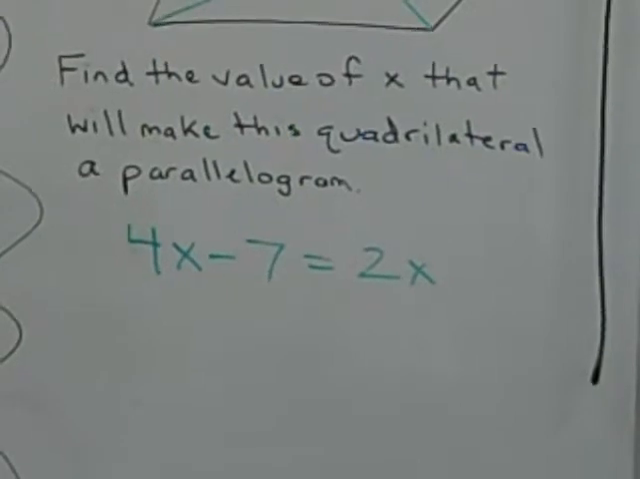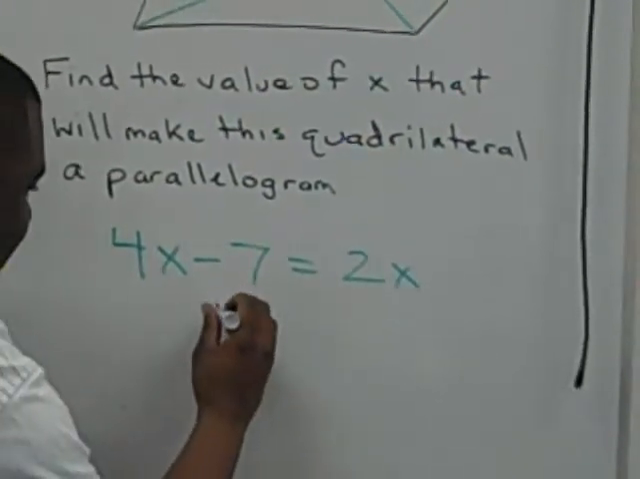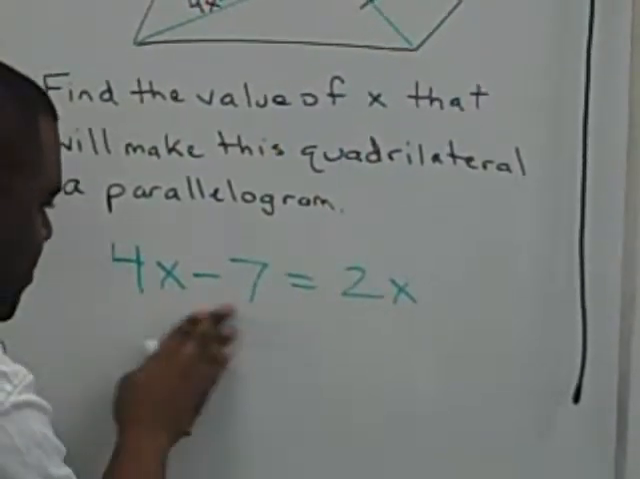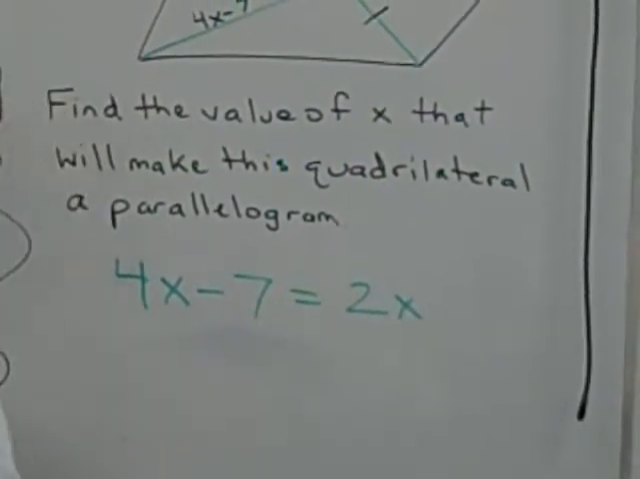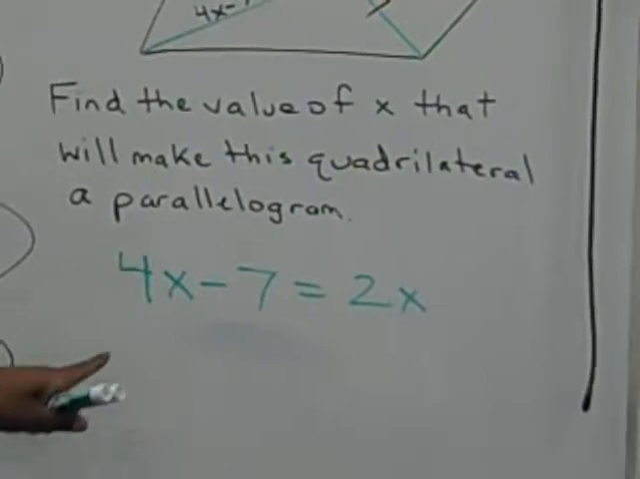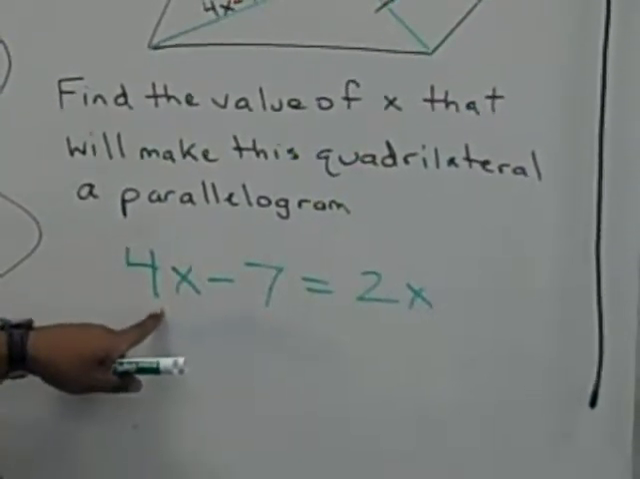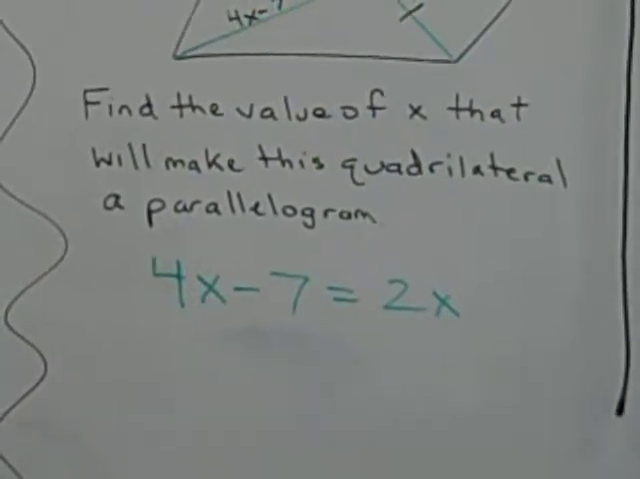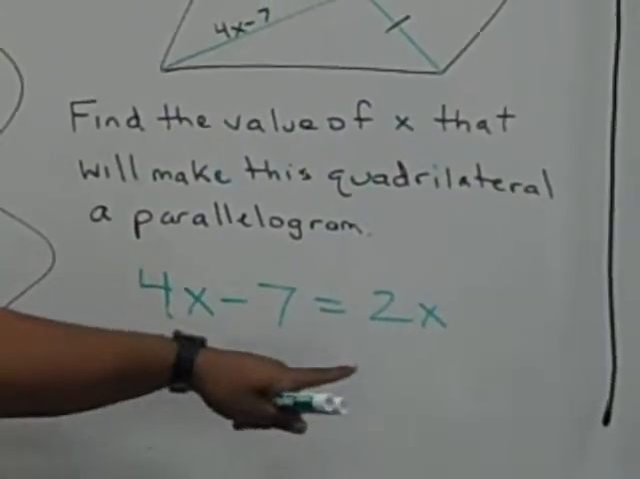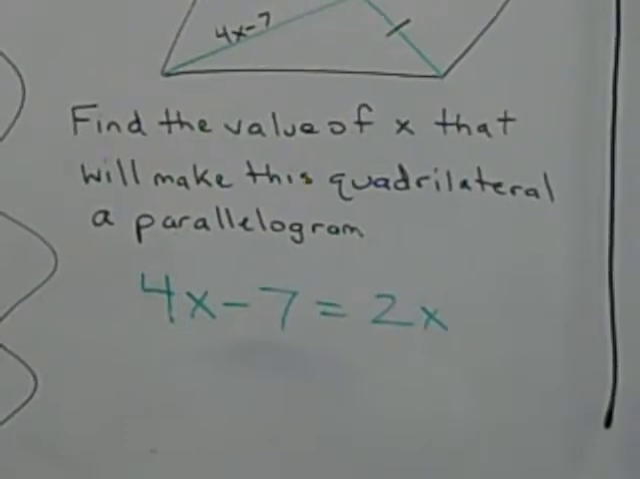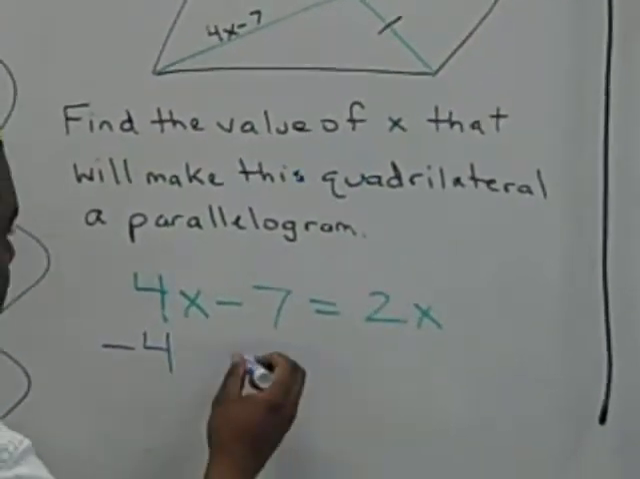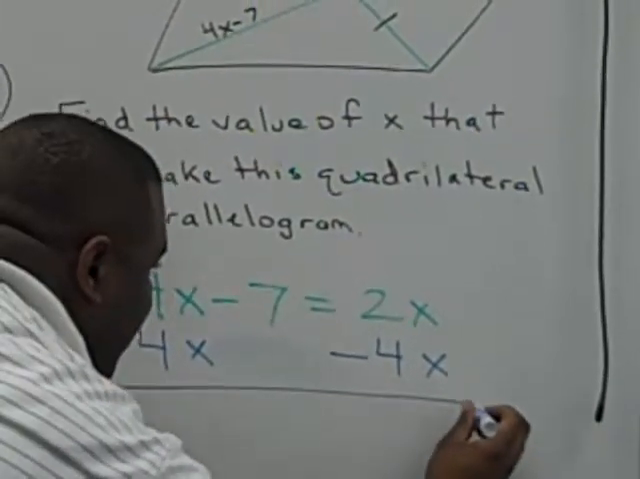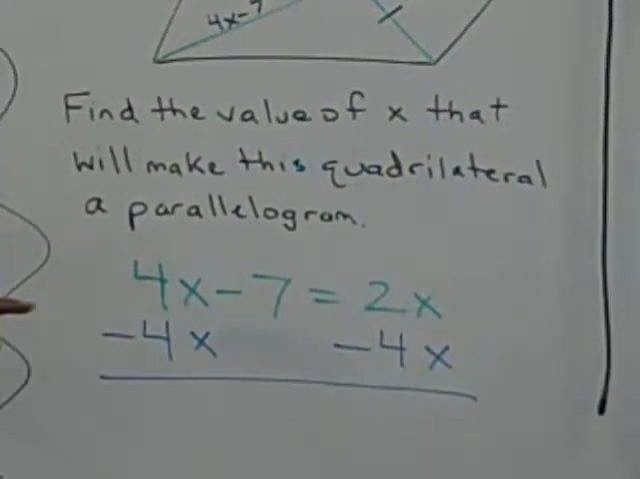Okay, first step, add 7. Scratch that. Why do I scratch that? Because 4x and 2x, they both have an x, so I don't need to move the 7. I really should move one of these x's. So let's move the 4x by subtracting. Since this 4x is positive, I want to subtract.